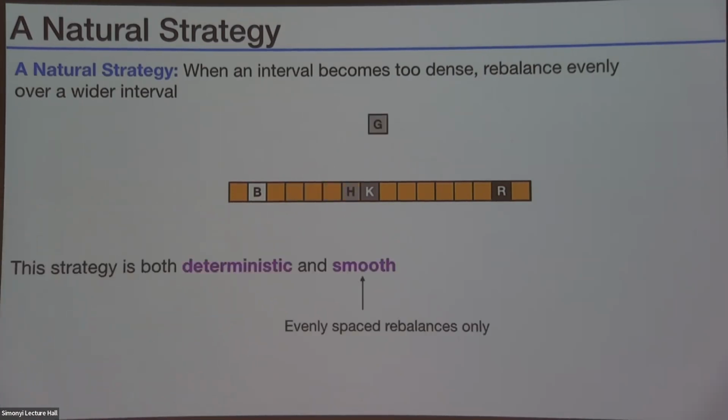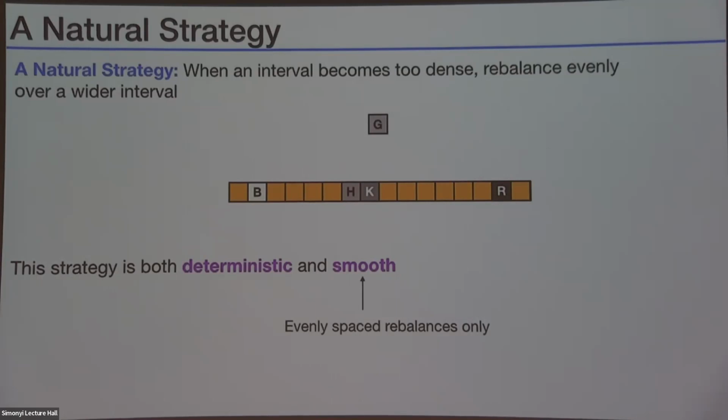And you'll notice a couple things about this strategy. One is that it's deterministic, if you assume that you're defining "too dense" deterministically. And the other is that it is so-called smooth, which means that you're doing evenly spaced rebalances only. That is, whenever the algorithm touches the array, it's going to pick an interval and spread everything completely evenly on that interval.